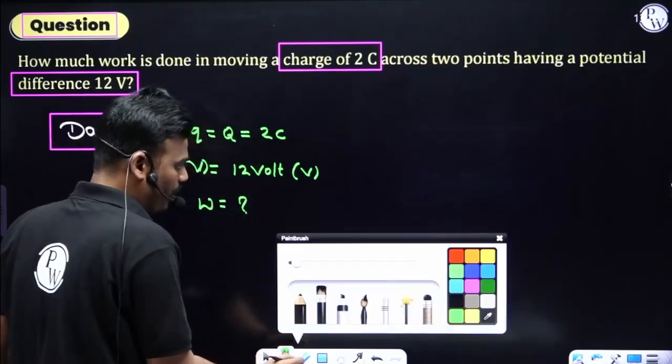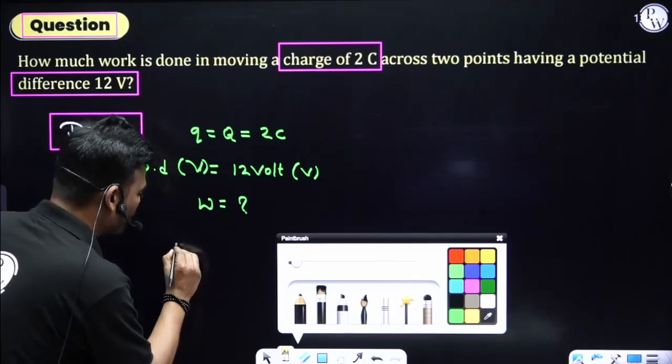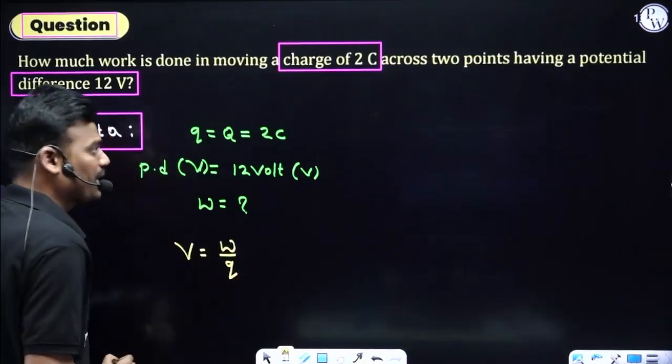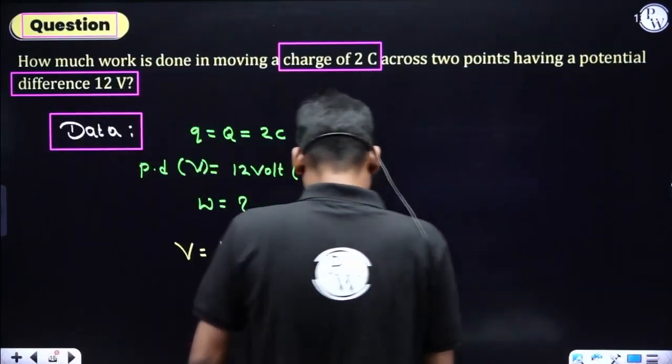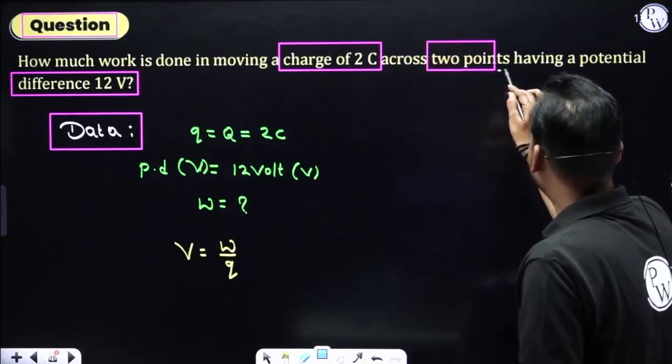By the definition of a potential difference, we got to know that it is the work done per unit charge to bring from one point to another point between the two points. How can I say this is the potential difference, not a potential? By considering these two points.